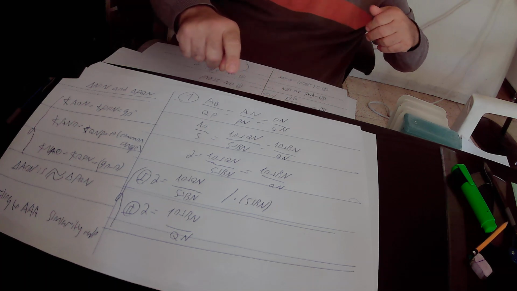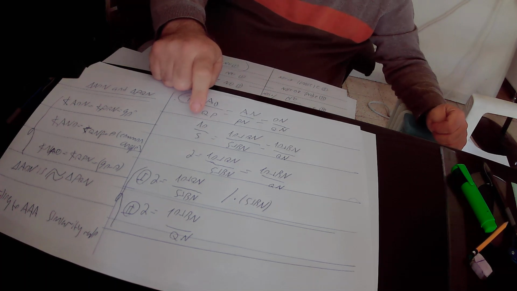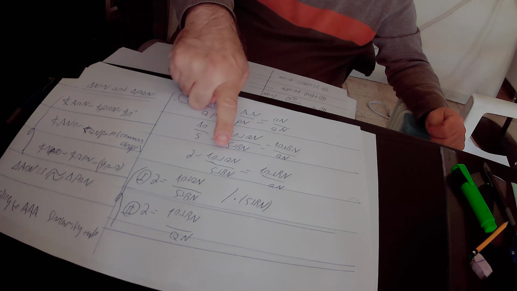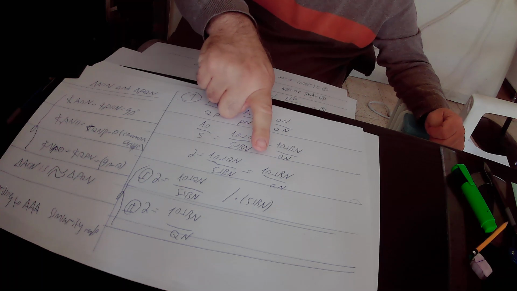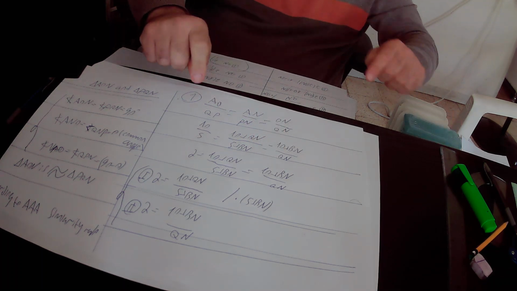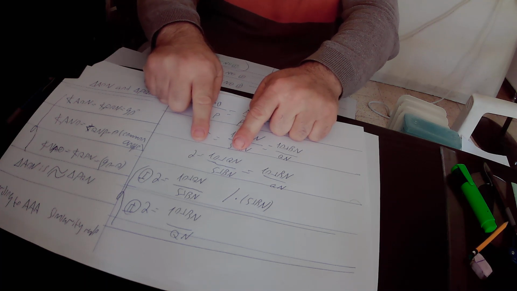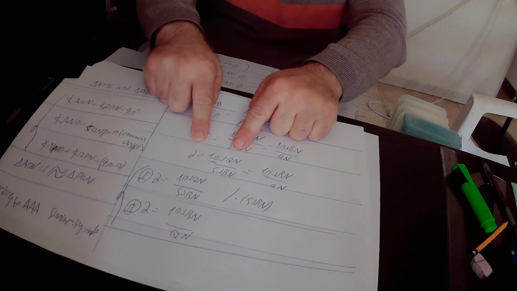So in total, we found out that 10 over 5 is 2, and 2 equals 10 plus QN over 5 plus BN, and it also equals 10 plus BN over QN. Those two sides are equal to each other, so we created equation number 1. From those two sides that are equal to each other, according to equation number 1, 2 equals 10 plus QN over 5 plus BN.